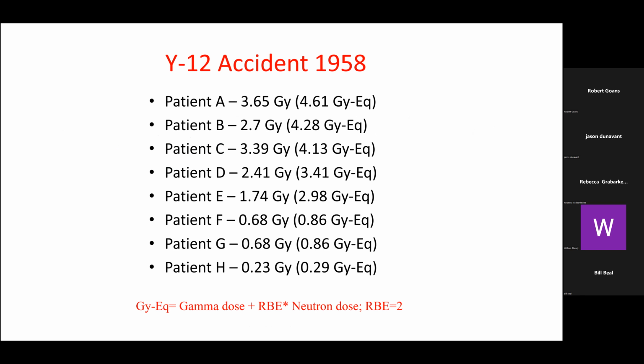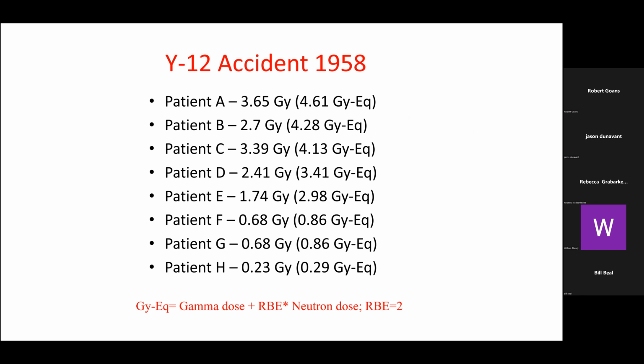Patient A had 3.65 gray, or going with gray equivalent again. You remember the gray equivalent is the gamma dose plus an RBE times the neutron dose. In 1958, the RBE was considered to be 2. And so patient A got 4.61 gray equivalent, and it goes on down. Patient B, 4.28, patient C, 4.13, patient D and E, etc.